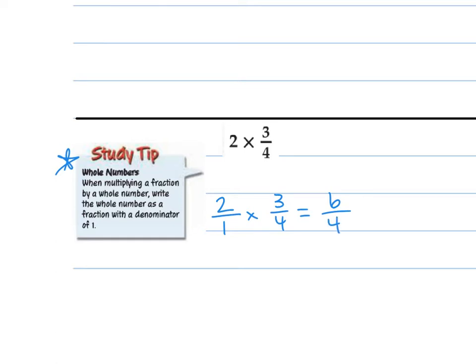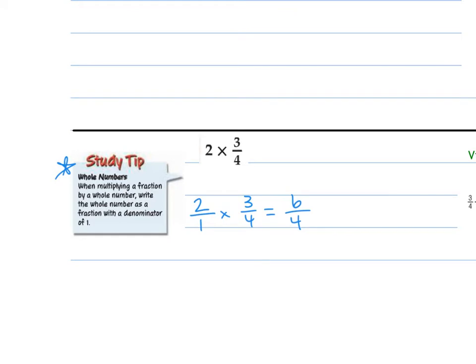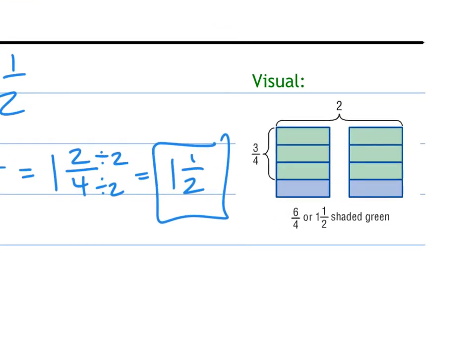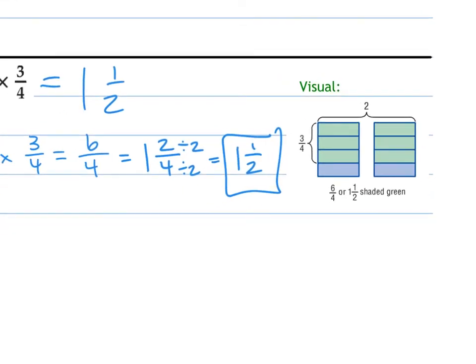Now I have an improper fraction here, so I need to turn that to a mixed number. 4 goes into 6 one time, which is 4, and I have 2/4 left over. Simplify that, divide the top and bottom by 2, and we end up with 1 and 1/2. There's your final answer. Okay. Another visual, you have 2 wholes, and we are looking at 3/4 of them, which would be 1 and 1/2.